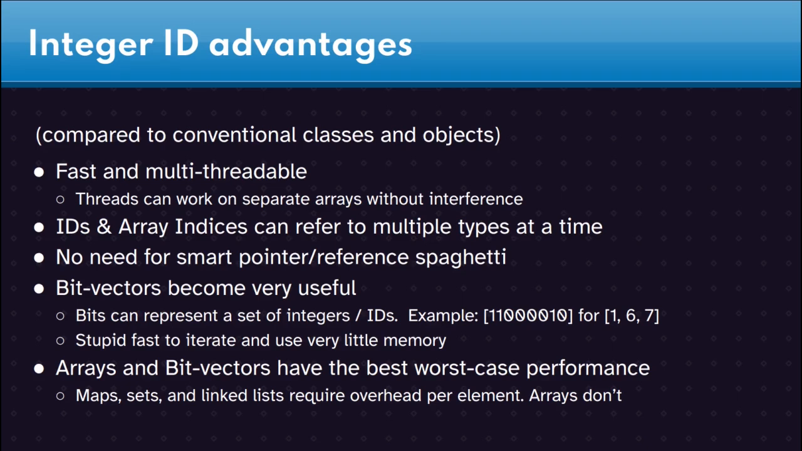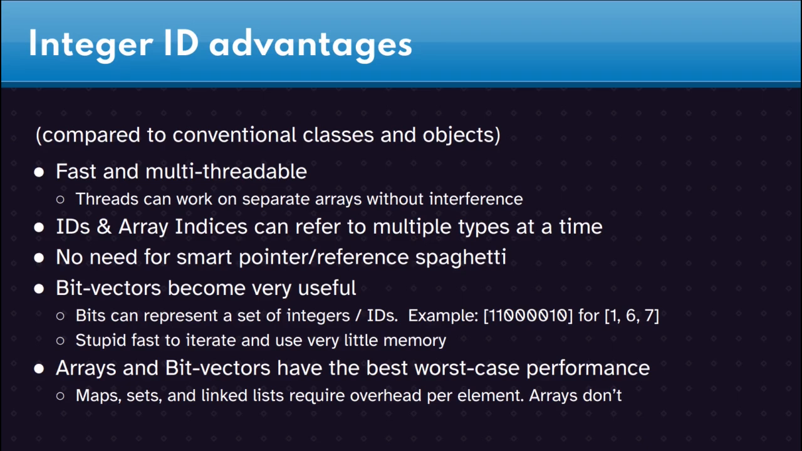Like if we have 2,000 objects in the world, and we represent that with 2,000 bits, that's just like a handful of bytes. Divide that by 8. And when it's full, it's still the same size. When it's empty, it's still the same size.